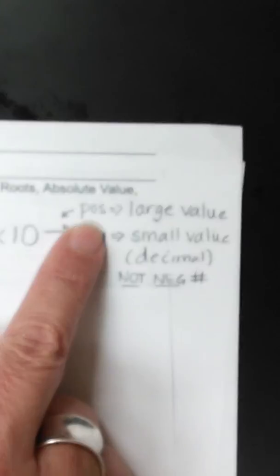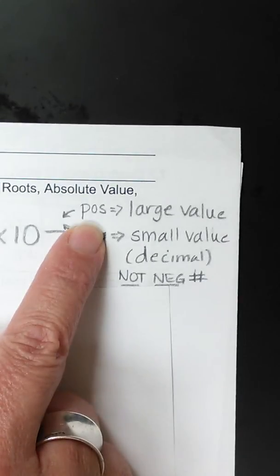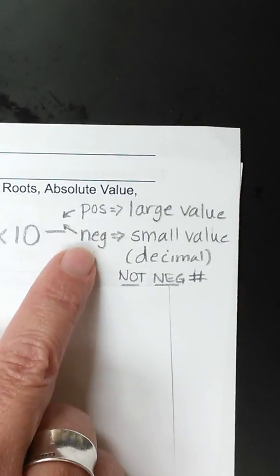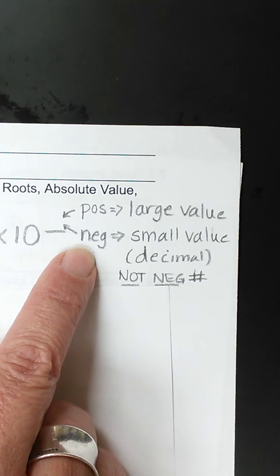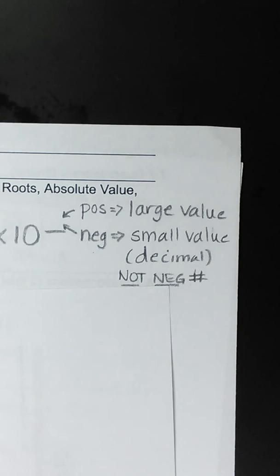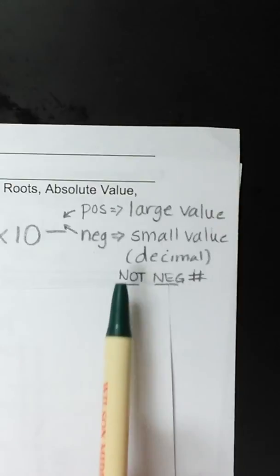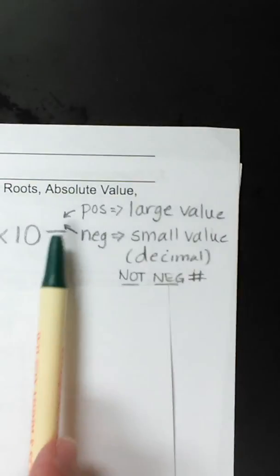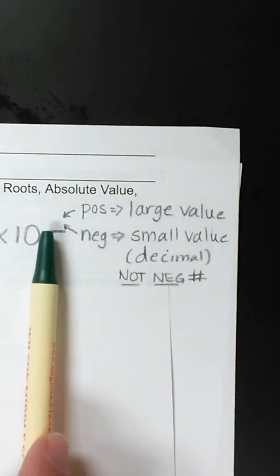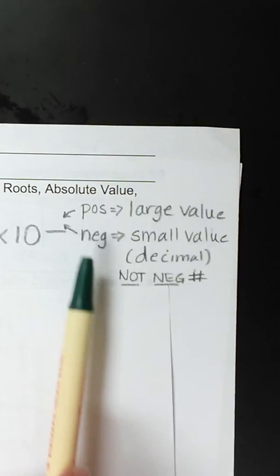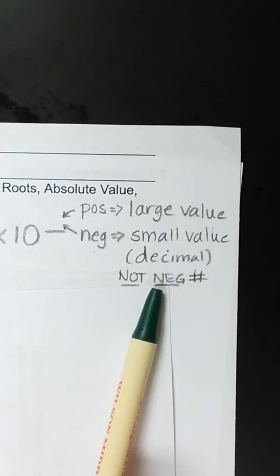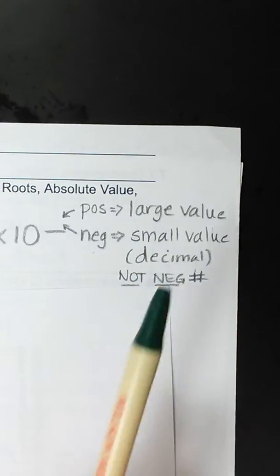If that exponent is positive, that's going to make a very large value number. If the exponent is negative, that's actually a small value number, a decimal. It's not ever a negative number. And that's true for negative exponents all the time. Negative exponents do not make negative numbers. They just make small value decimal numbers.